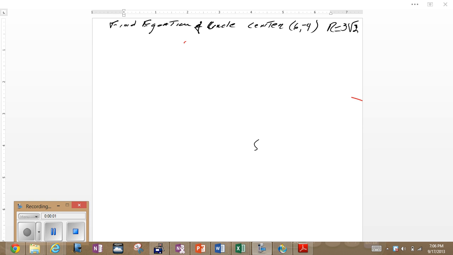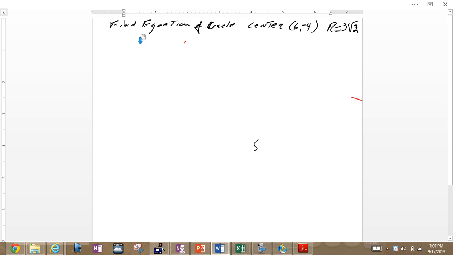Okay, let's discuss looking at equations of circles with an algebraic approach. The problem here is asking us to find the equation of the circle with the center at (6, -4) and with radius 3 root 2. So the equation form for a circle: (x minus h) quantity squared, plus (y minus k) quantity squared, is equal to the radius squared, (3 root 2) squared.